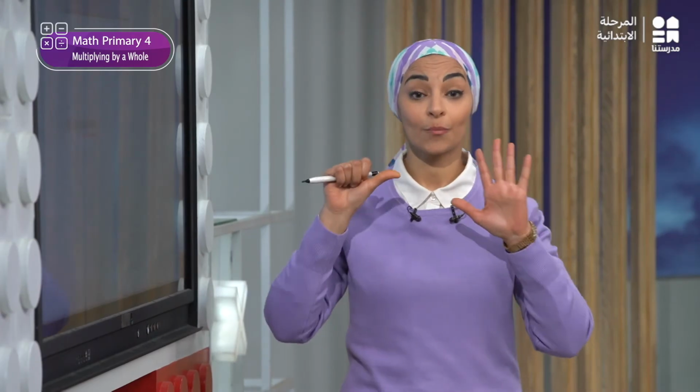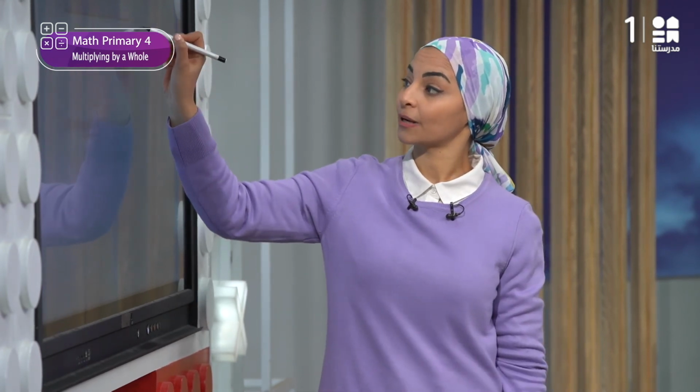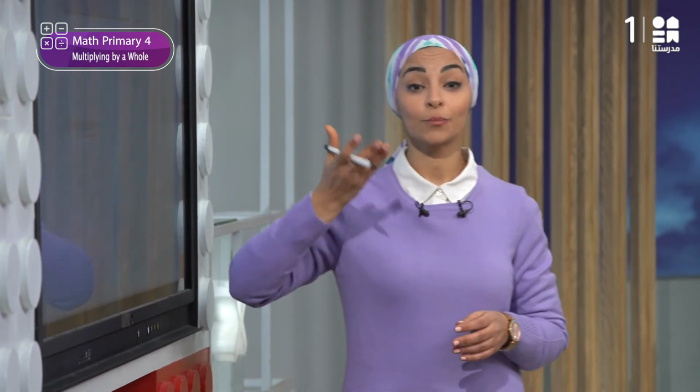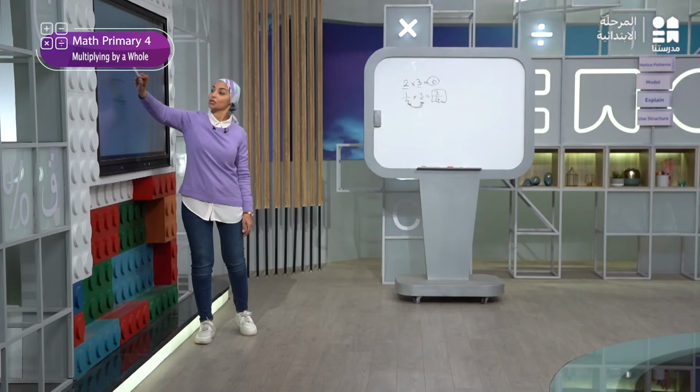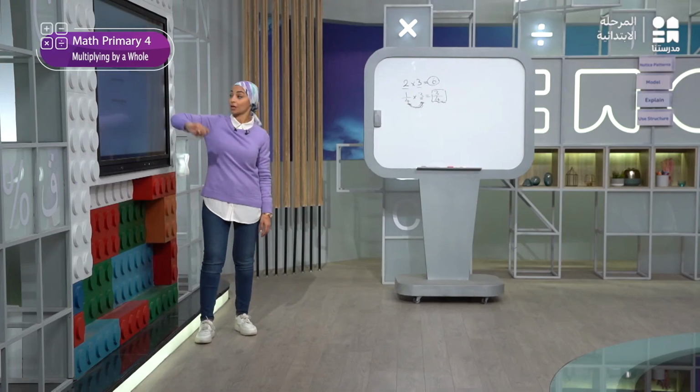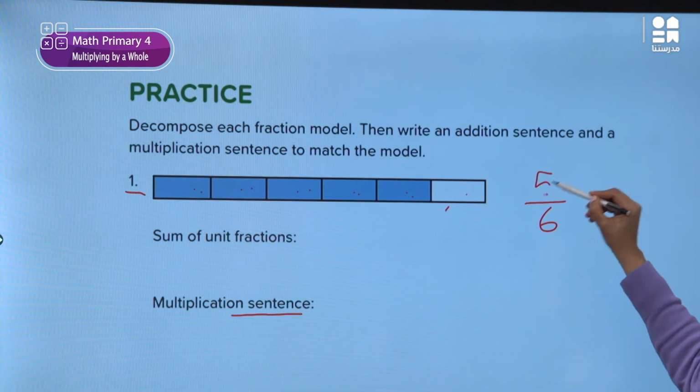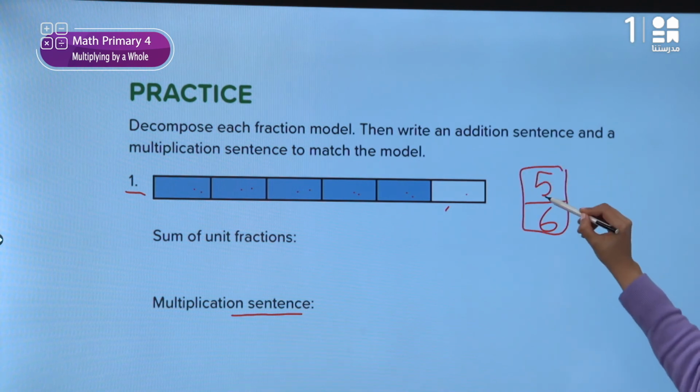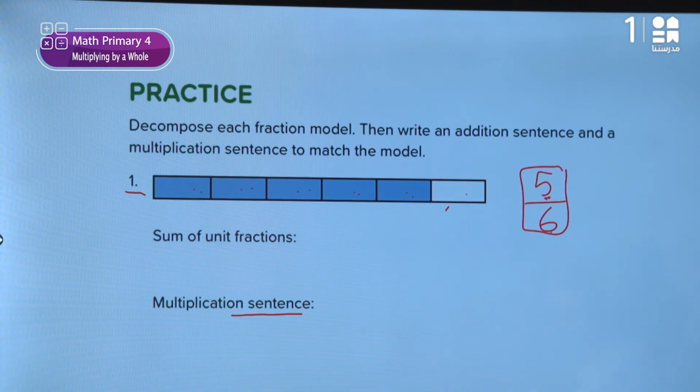I have 6 parts. So the whole representing the denominator in the fraction, يبقى الفراكشن بتاعي denominator بتاعه 6 which are the whole parts. What about the numerator? زي ما احنا متفقين النومينيتور هي ال shaded parts. طب عندي how many shaded parts؟ تعالوا كده نعد مع بعض. 1, 2, 3, 4 and 5. So my fraction is 5 over 6. It means 5 shaded parts out of 6.